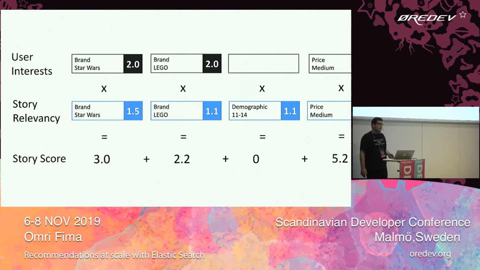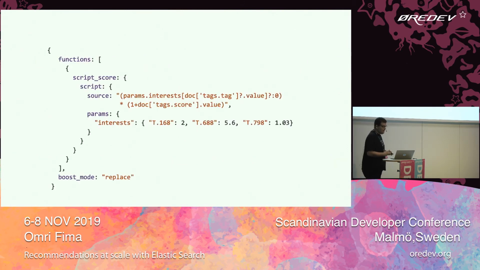The other thing that I can do is score my content according to the story tags and my user interest. What I do is a rather simple calculation. I take my score for my user interest, I see if a specific story has the same topic in it, and then I multiply it by the topic relevancy. Then I can create a story score for each of the stories, which shows how relevant the story is to me. How it looks in code is something like this.